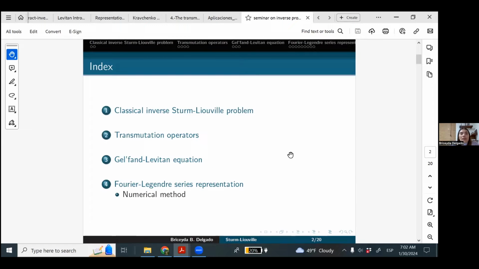I will start with a definition of the classical inverse Sturm-Liouville problem. After, I will give the definition of transmutation operator, and I will pass to the famous Gelfand-Levitan equation. The last part concerns the Fourier-Legendre series representation given by Kravchenko and his colleagues. And we will employ this to give a numerical method and solve the inverse problem.